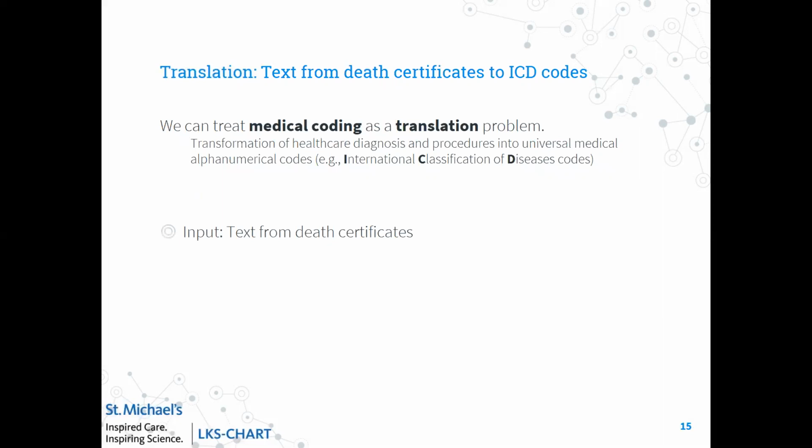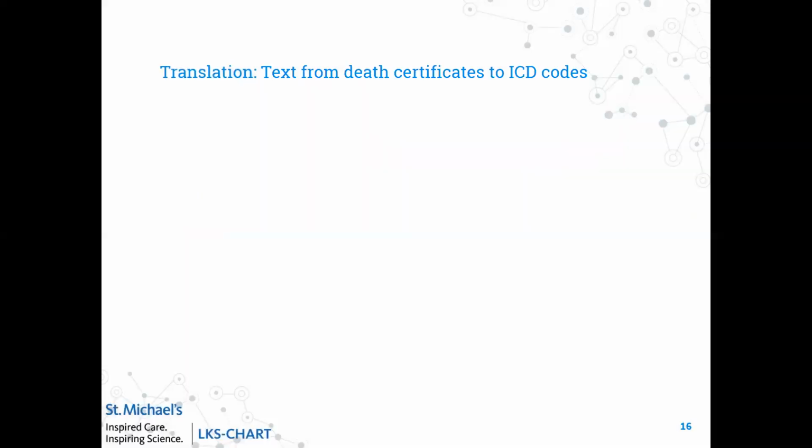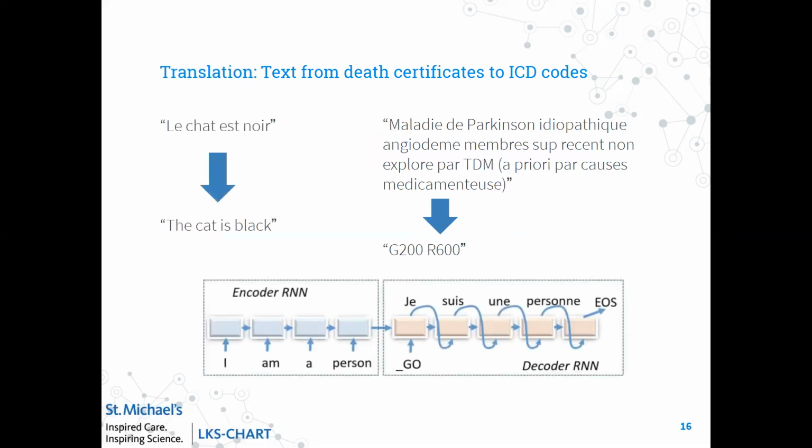In medical coding, what we'll do is we'll take input from a medical text, for example, a death certificate, and we'll output a sequence of ICD codes. So here, instead of translating from, say, a French sentence to an English sentence, we can translate from text from a death certificate into a sequence of ICD codes. And we do this using the same architecture that we use to translate from a French to an English sentence or from an English to a French sentence.